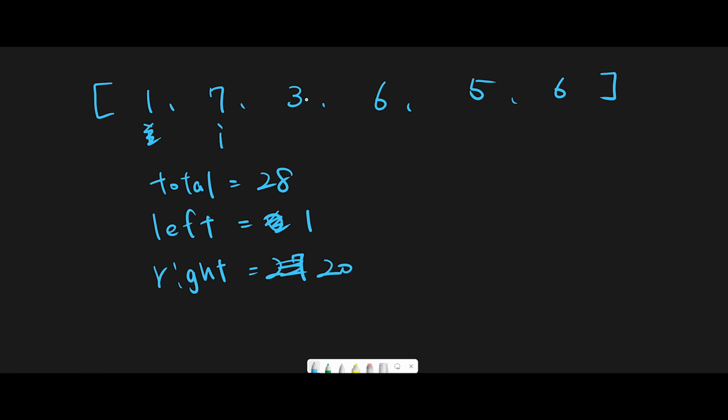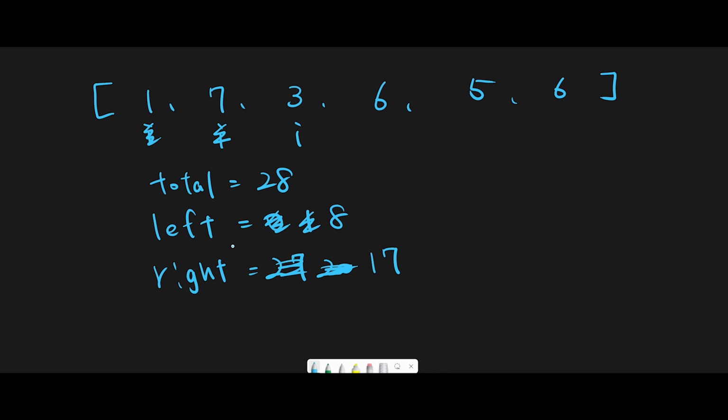So I mean here, 3 plus 6, 9, 14, and 20, right? Looks good. And then compare the left total and the right total, 1 and 20. So they are different. So in that case, before we move next, we should add 7 to the left total, 8. And then move next. So now the pivot number is 3. And calculate the right total, 28 minus 8, so 20 minus 3, 17.